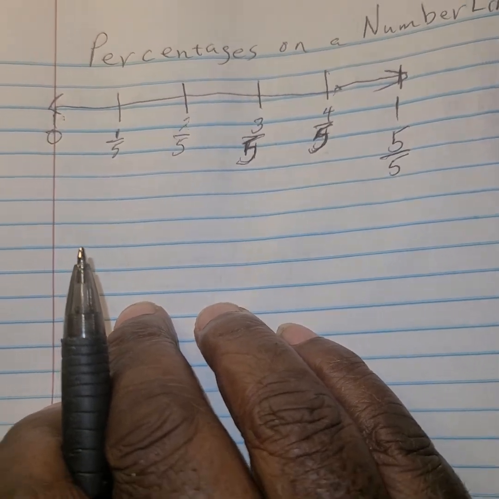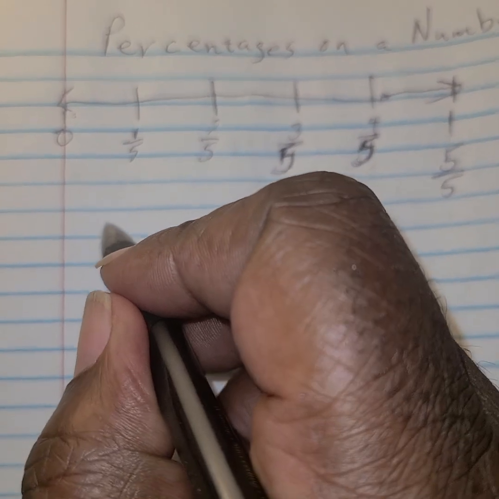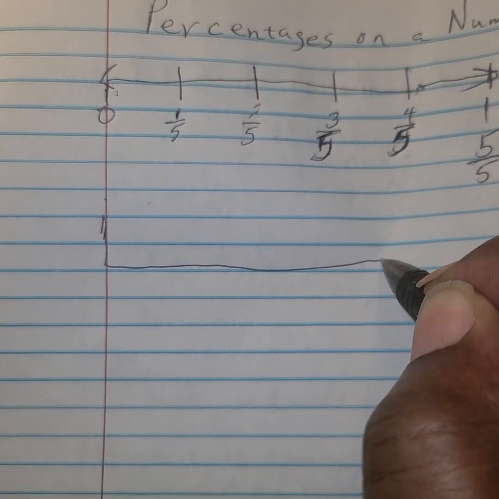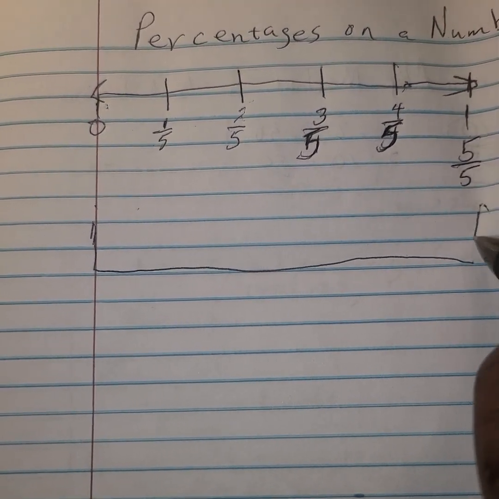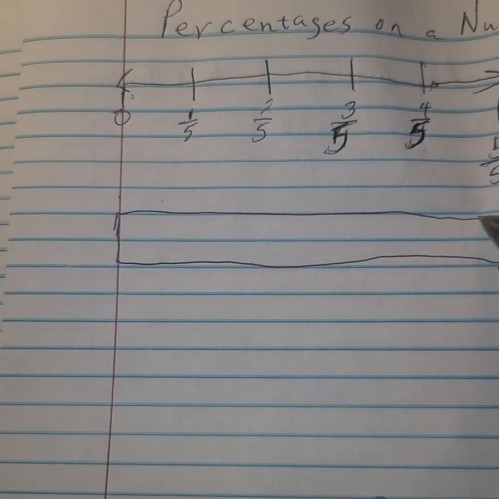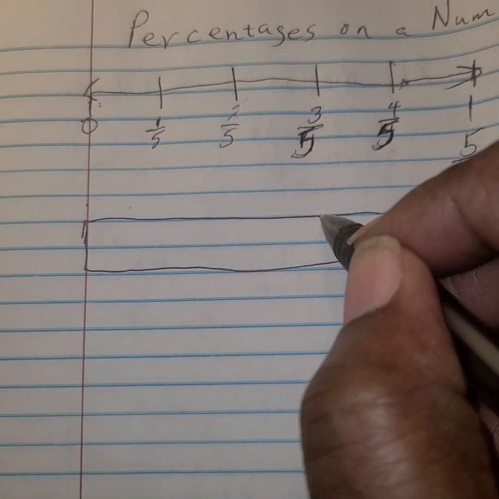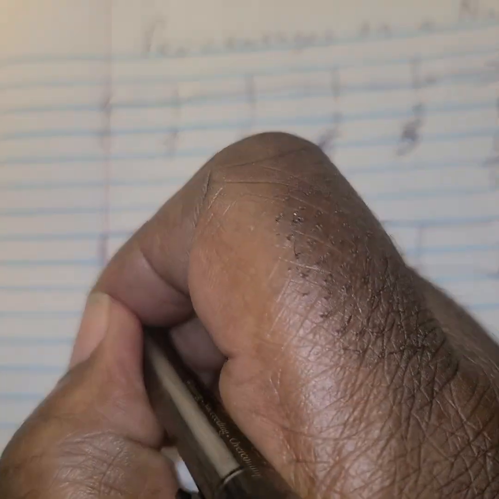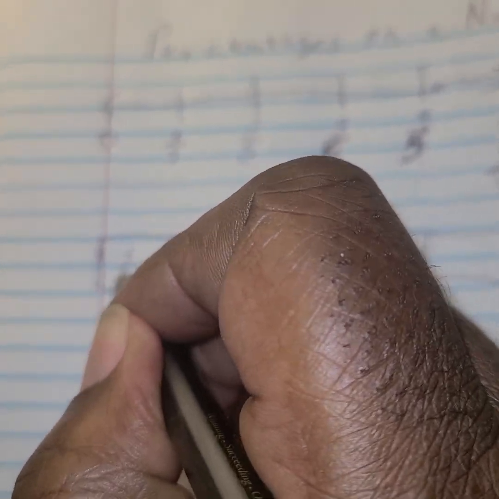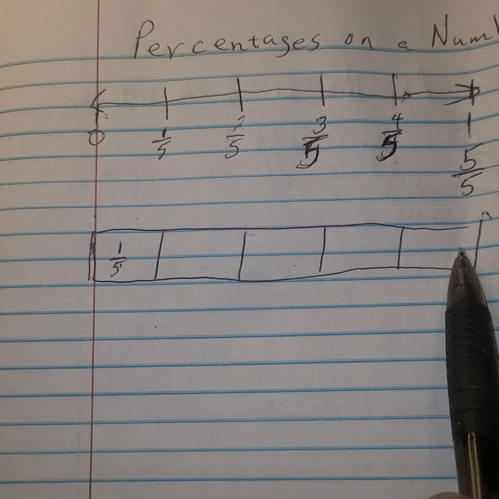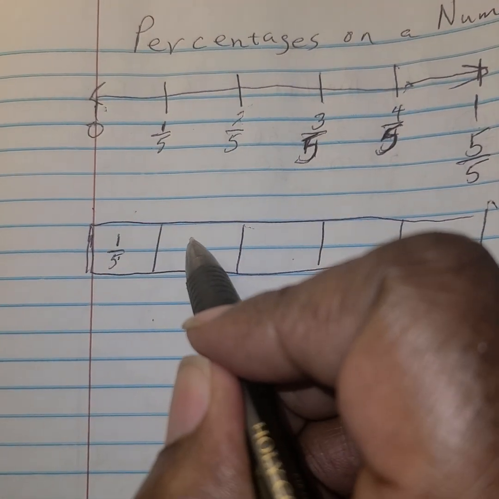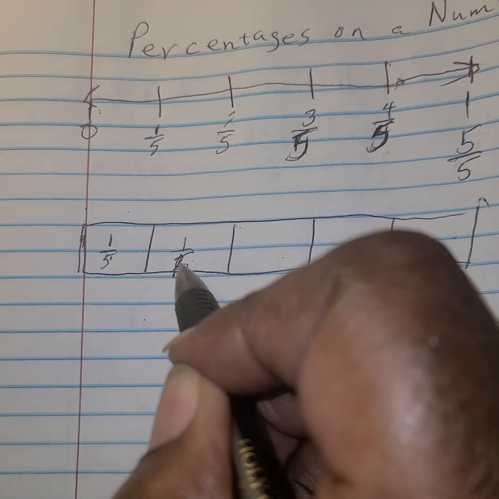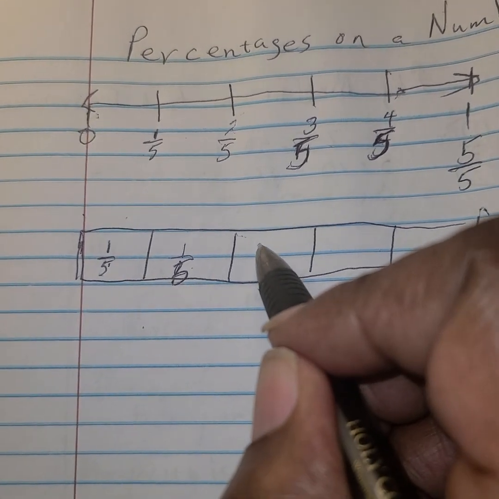So how do we use what we already know to do this illustration? So if I take, let's make a box that goes from 0 to 1. And I'm going to split that box into parts. I know that this box would be 1/5 because I have 1, 2, 3, 4, 5 parts. This would be another fifth, 1/5, 2/5.